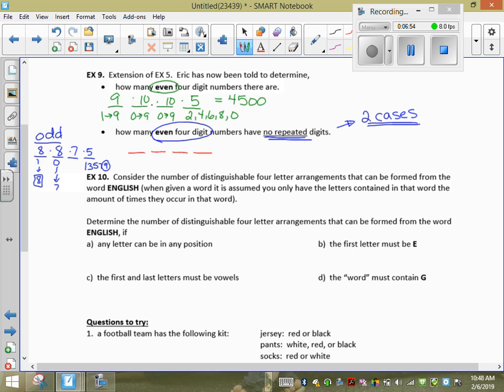Case 1, or we could have case 2. So we add cases. When we have numerous cases and options, we add them because we want one 4-digit number. So we're going to have either this 4-digit number or this 4-digit number. So that's why we add them. All right? So one case, we end in a 0, or the other case, we end in a 2, 4, 6, or 8.